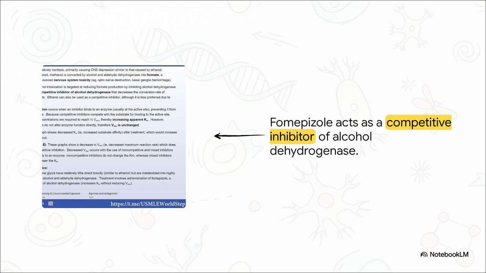Because it's competing with the toxic alcohol for that exact same spot, the body needs much higher concentrations of the substrate to reach half the maximum reaction rate. Now, the maximum reaction rate itself doesn't change, but by increasing that apparent Km, fomepizole essentially buys us precious time and stops the creation of those deadly metabolites. It's a real game changer.